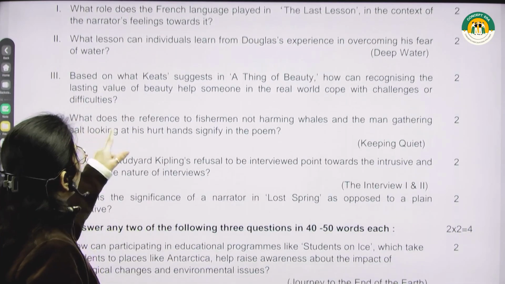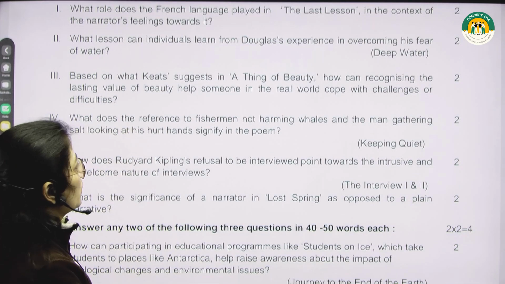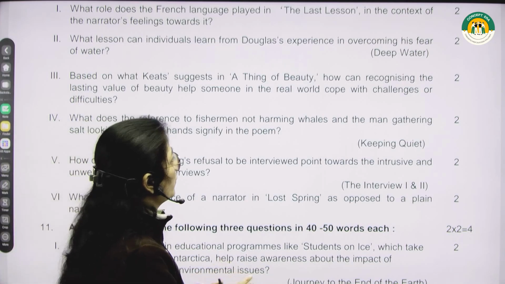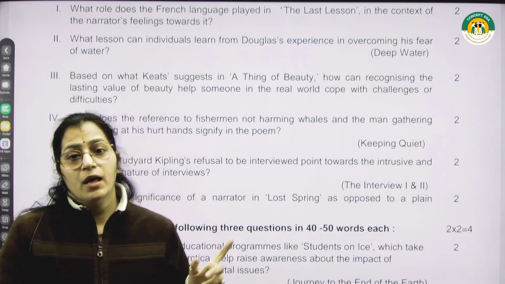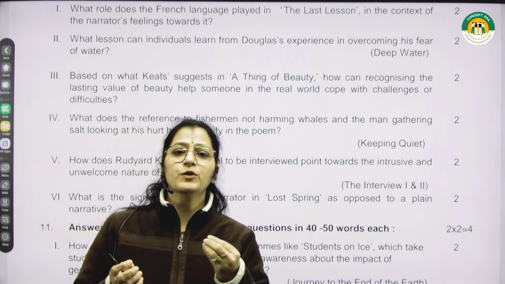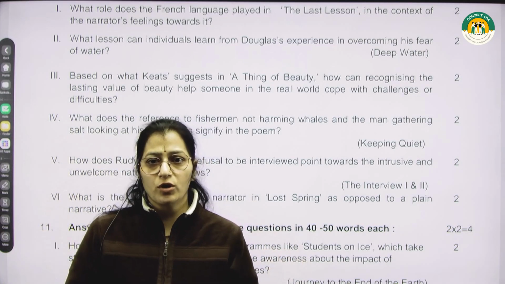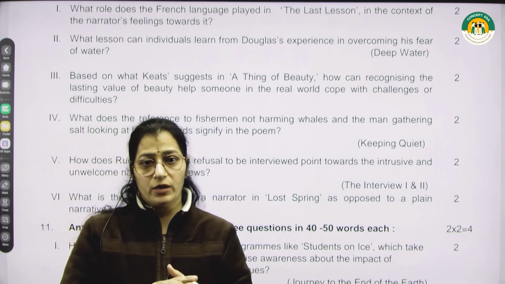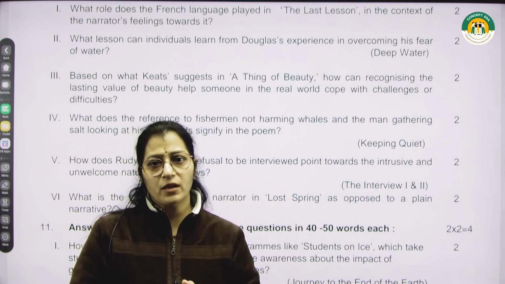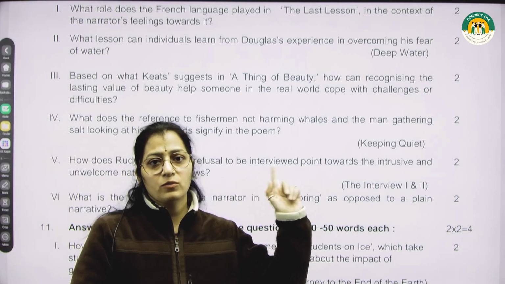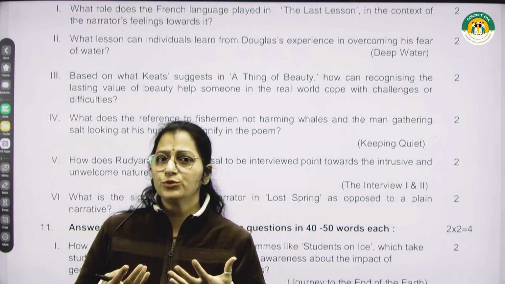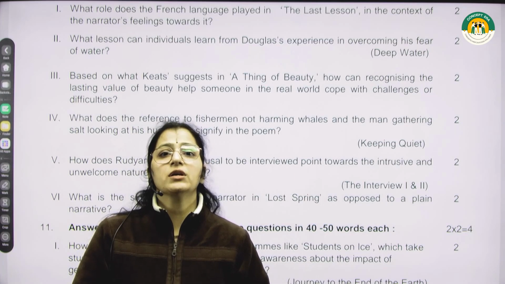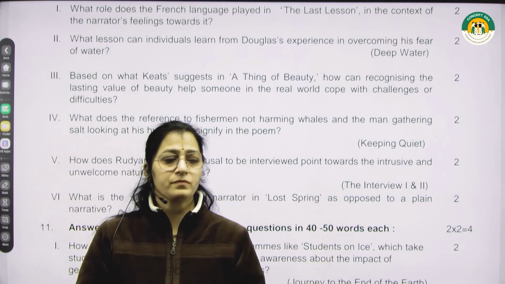Okay, based on what Keats suggests in A Thing of Beauty, how can recognizing the lasting value of beauty help someone in the real world cope with challenges or difficulties? In this poetry, a thing of beauty means nature, which gives you lots of things. Nature always suggests that you enjoy your life, always appreciate something in your life, right? So here, what does Keats want to suggest, what does he want to tell the student, the learner, is that they should think about the whole world.